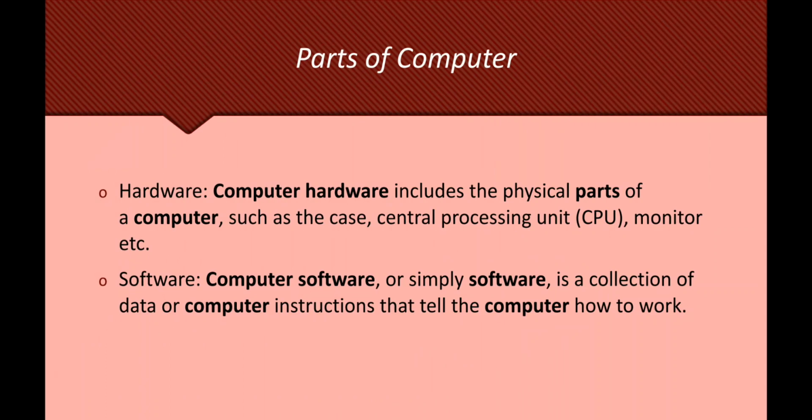So what is the hardware component? Computer hardware includes the physical parts of a computer, right? Means the part that you can touch, you can feel, you can see, and it is visible to all, it is tangible to all. So this is the hardware of the computer, such as your case, central processing unit, your monitor, your mouse, your keyboard, your printer, your scanner, your light pen. So these are the things which are tangible, you can touch them, you can feel them, and they are very visible to you.